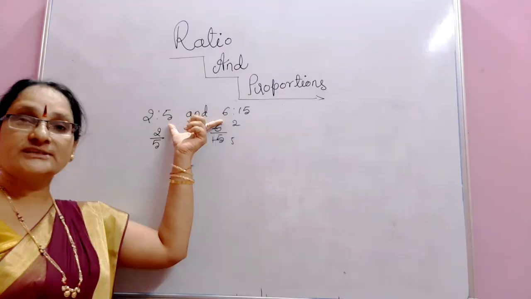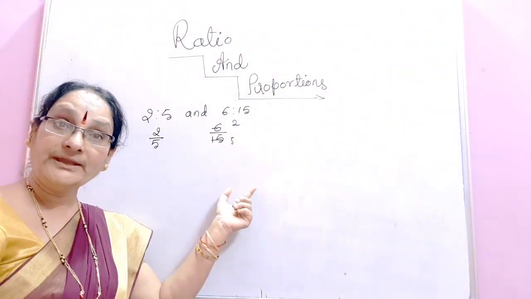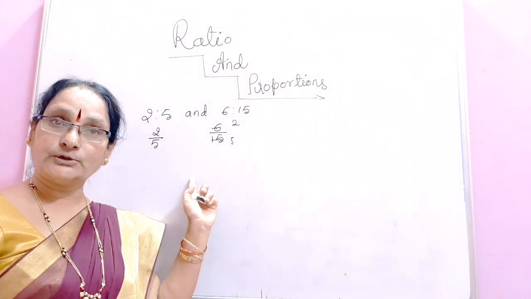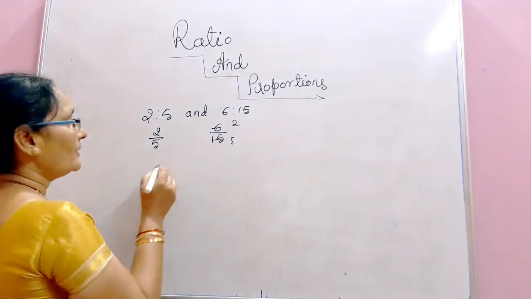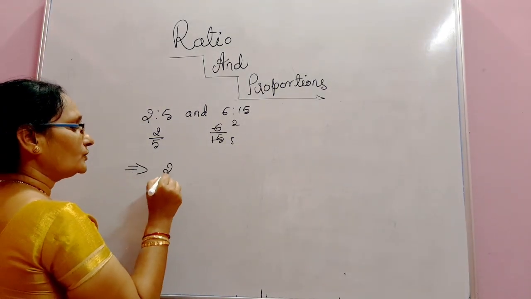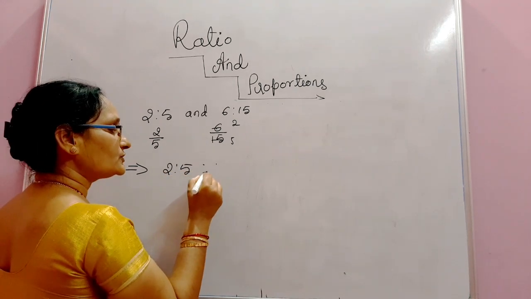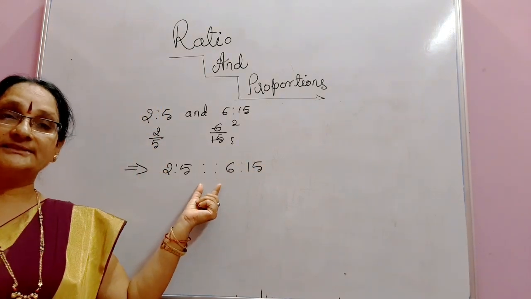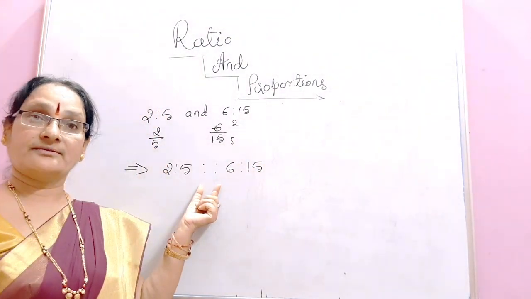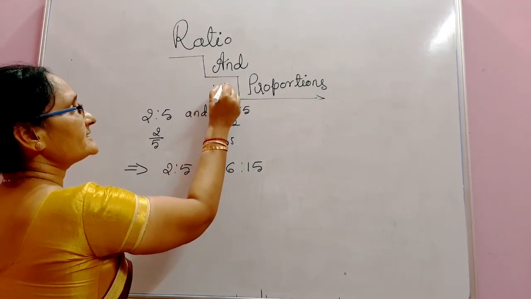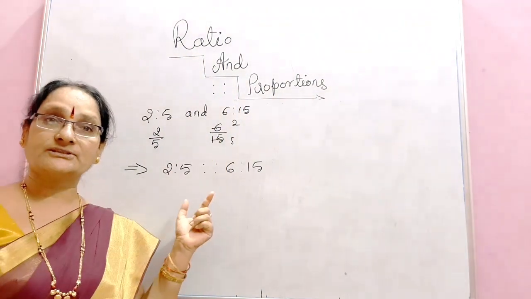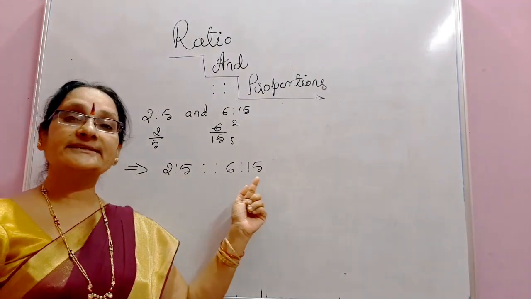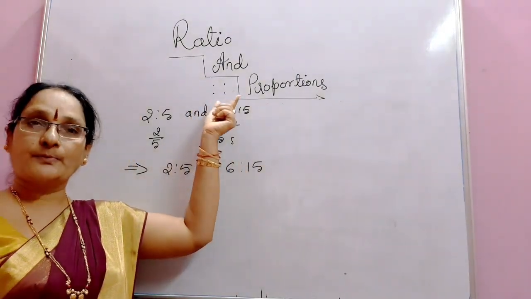If two ratios are equal, then they are said to be in proportion. Now these two are equal ratios, so they are said to be in proportion. So then how can we write it? This implies that 2 is to 5 is as to 6 is to 15. This is the symbol of writing proportion. The symbol of writing proportion is like this, is to, is as to. So 2 is to 5 is as to 6 is to 15. This is the symbol of proportion.